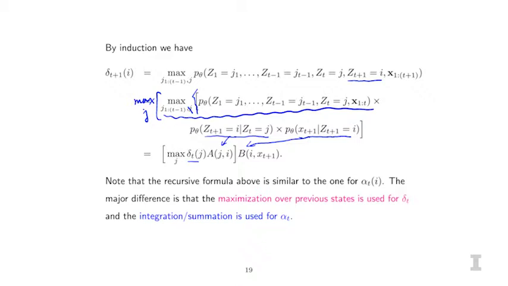There's an interesting fact that the whole idea, the computation, is very similar to the forward probabilities alpha. The only difference is that in the delta computation, we max over j, but in the alpha calculation, the forward probabilities, we average out all possible j's.